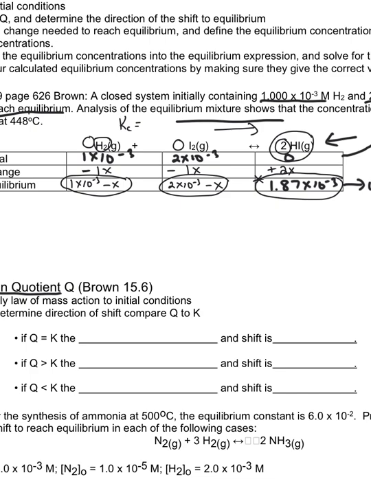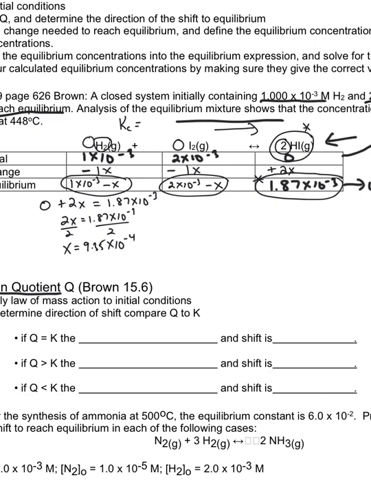The key is the product. 0 plus 2x equals 1.87 times 10 to the negative third. Since I know the concentration of HI at equilibrium, the initial value plus the change will give me the new equilibrium value. So 2x equals 1.87 times 10 to the negative third. So if I divide by 2, the change, punching in my calculator here, ends up being 9.35 times 10 to the negative fourth.